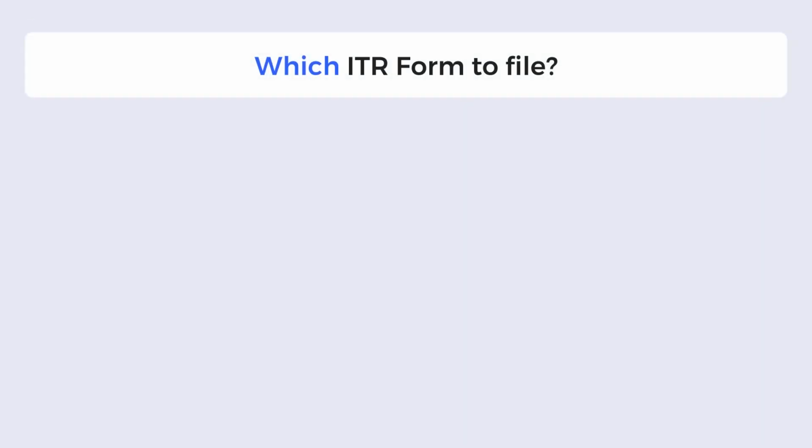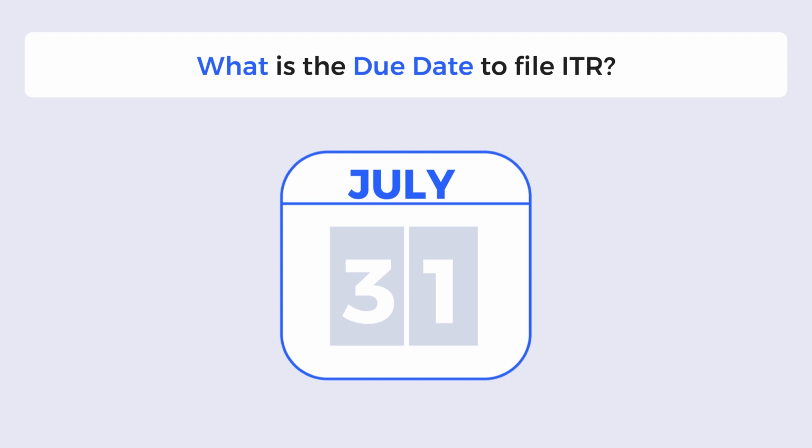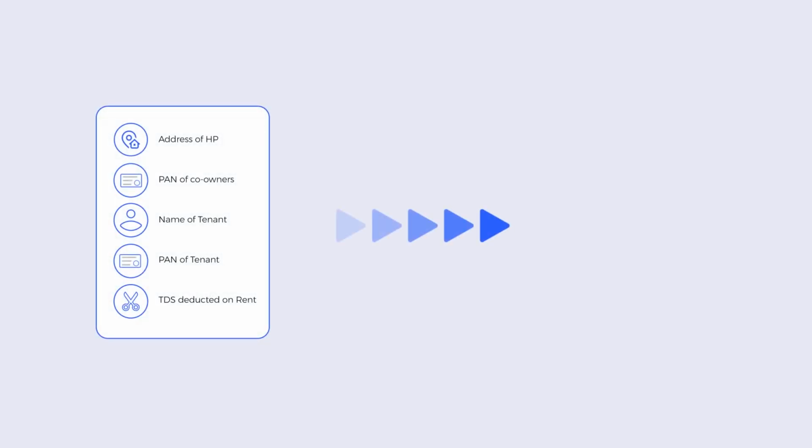Taxpayers having income from house property usually file either ITR 1 or ITR 2. The due date for it is 31st July. Income from house property is a rent you receive. You can show all this information in your income tax return form.